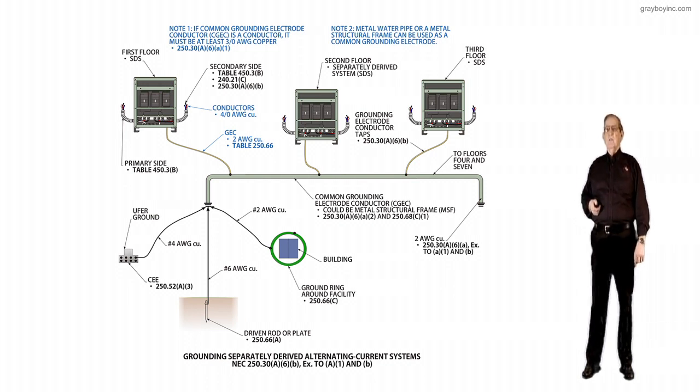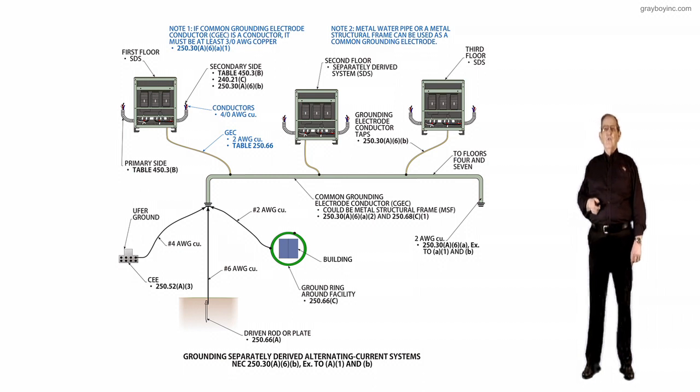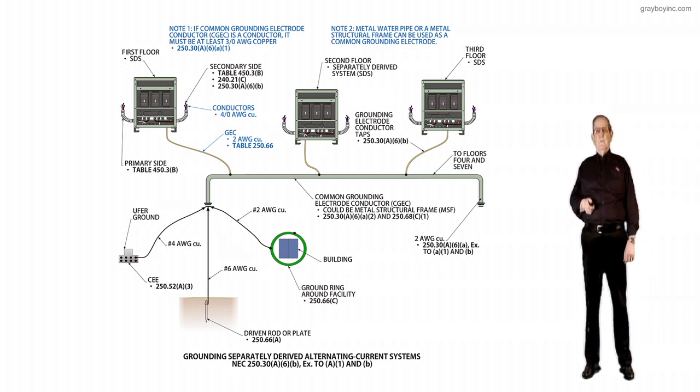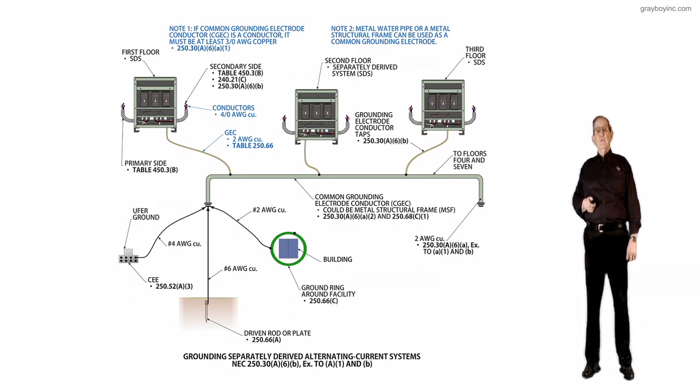Now, first of all, let's take a look at this driven rod. It's at the bottom of the illustration, and it's titled, callout, driven rod or plate, 250.66(A), and that's number 6. As you can see, that's the size of the grounding electrode conductor connected to that common grounding electrode conductor.